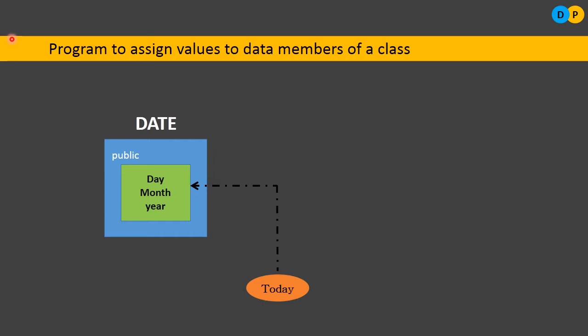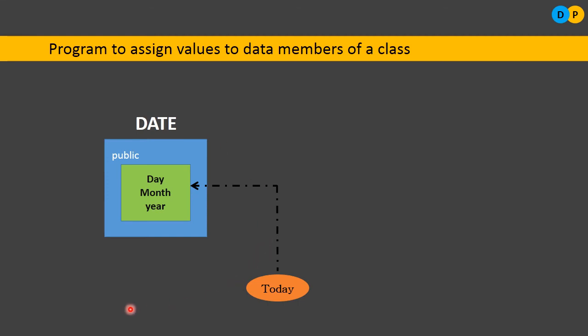So for this class date, I have also created an object by the name today. So the object name is today. So what is today here? Today is an object of type date. Okay, so we have the ability to create our own data type. So today is actually a variable of what type? It is not of type integer, it is not of type character. It is of type date.